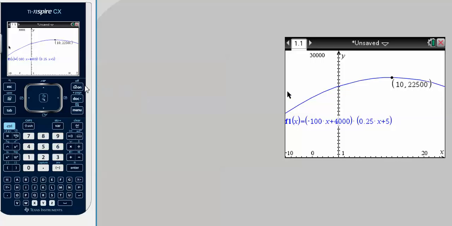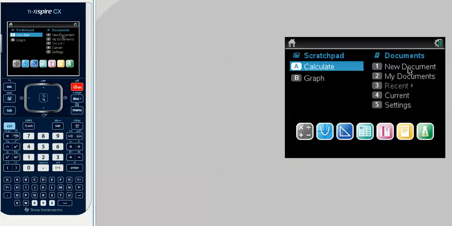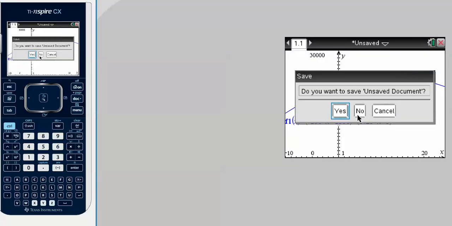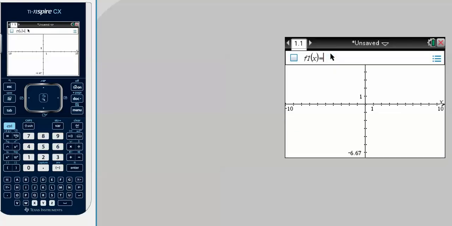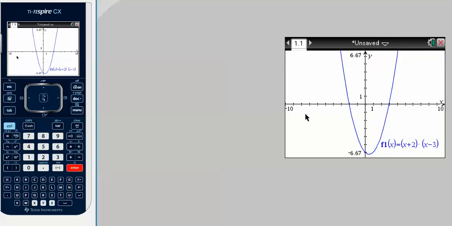Okay. I'm going to try one more with you, just a random one. So I'm going to go to the home screen, go to New Document, not going to save that one, and I'm going to add a graph. And I want you to put this one in right here: x plus 2 times x minus 3. Now, you've got your graph here, and you can see that it's a parabola, and it popped up right on the screen, so we don't need to zoom or anything like that.